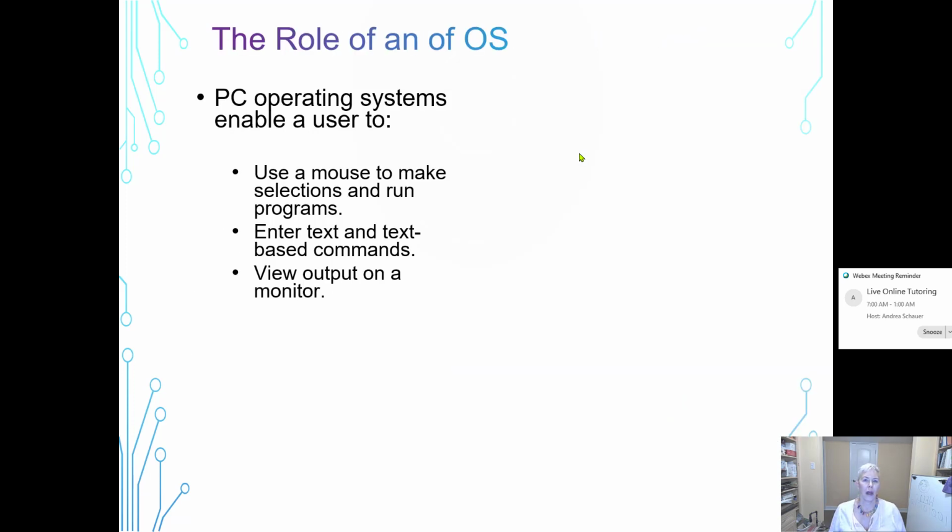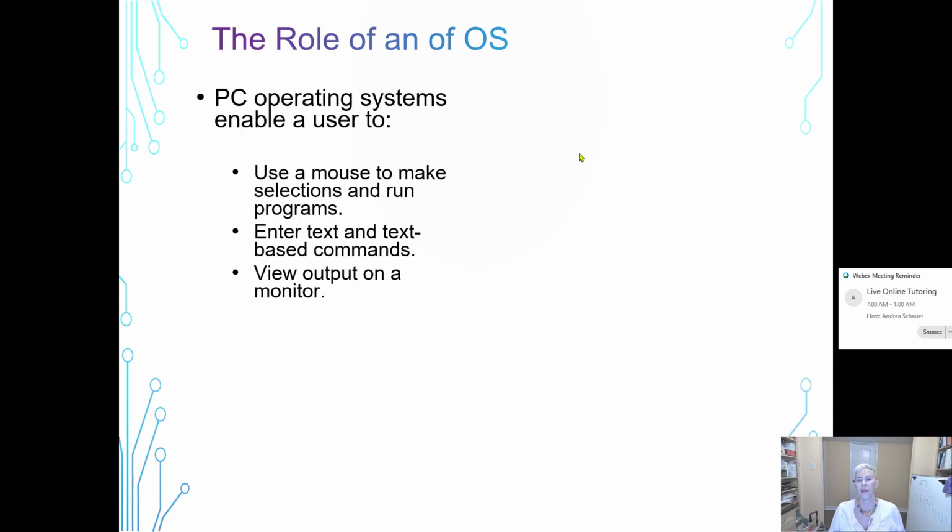The role of an operating system is so that we as the user can interact with our networking devices or our computers, okay? We can use a mouse to select and run programs through the GUI. We could enter text through the CLI and enter commands.